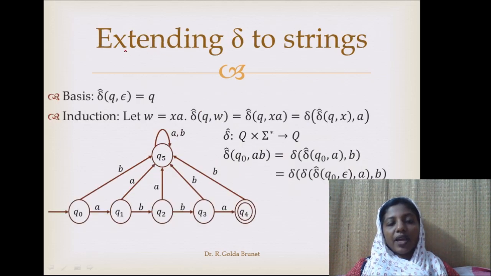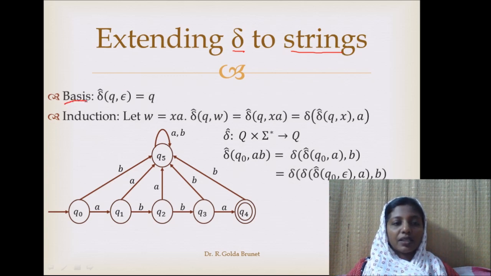Now let's define a terminology. We know what delta is, the transition function, which is a mapping from Q cross sigma to Q, where sigma is the input symbols. Now we want to extend the transition function from a single symbol to strings. And this is a recursive definition, or inductive definition, and the basis is like this.